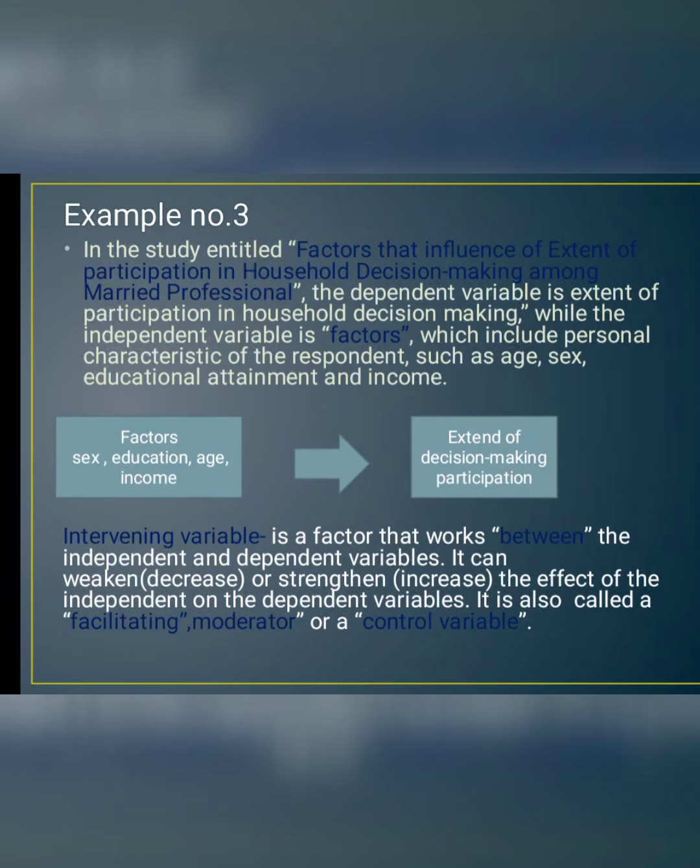So, the intervening variables naman, it is a factor that works between the independent and dependent variables. It can weaken or strengthen the effect of the independent on the dependent variables. It is also called a facilitating moderator or a control variable. So, ito ay tinatawag na mediator variable or facilitating variable. So, the intervening variables can help the researchers clarify the relationship between independent and dependent variables.